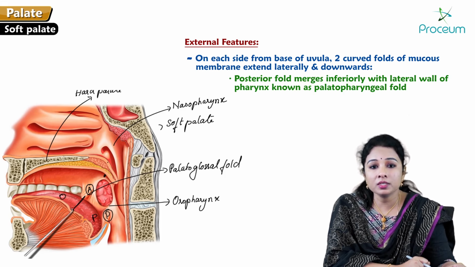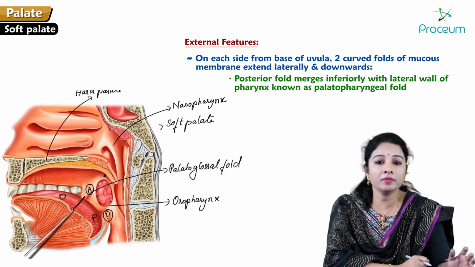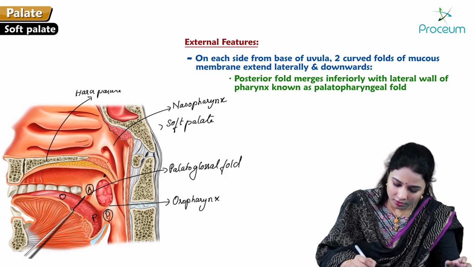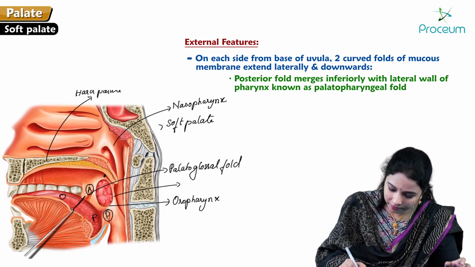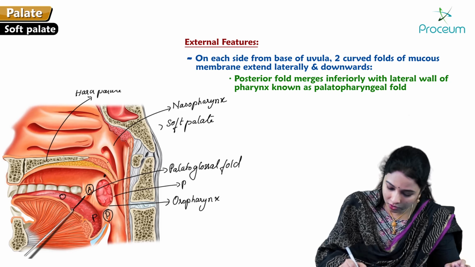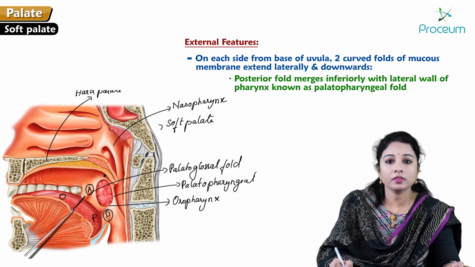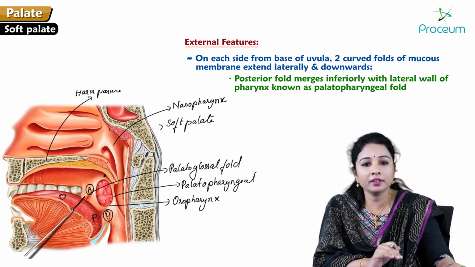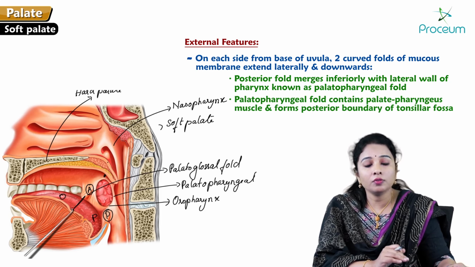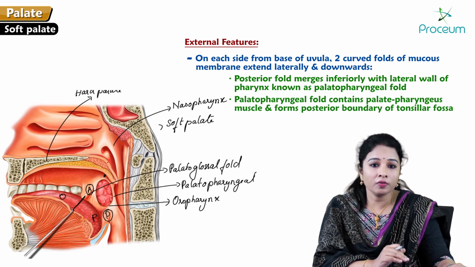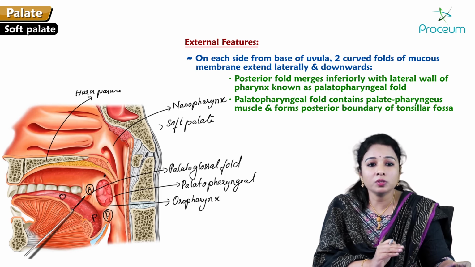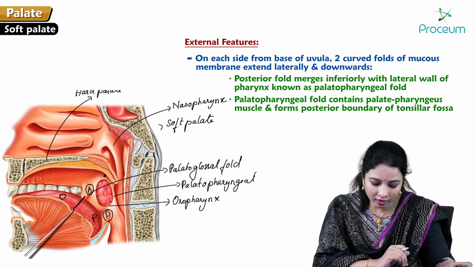Posterior fold merges inferiorly with the lateral wall of pharynx. So, this is the posterior fold which is called palatopharyngeal fold, and it merges with the lateral wall of the pharynx. So, the palatopharyngeal fold contains a muscle called palatopharyngeus muscle which forms the posterior boundary of tonsillar fossa.